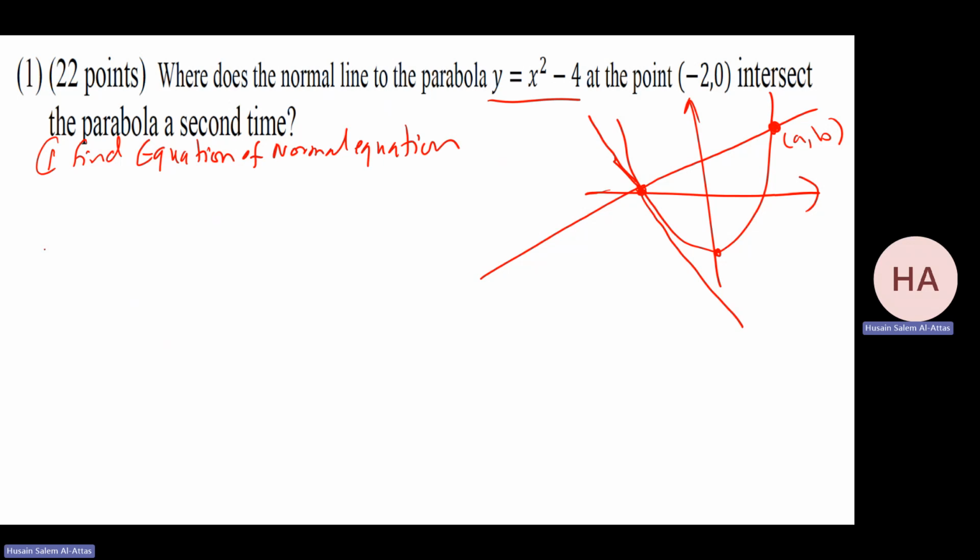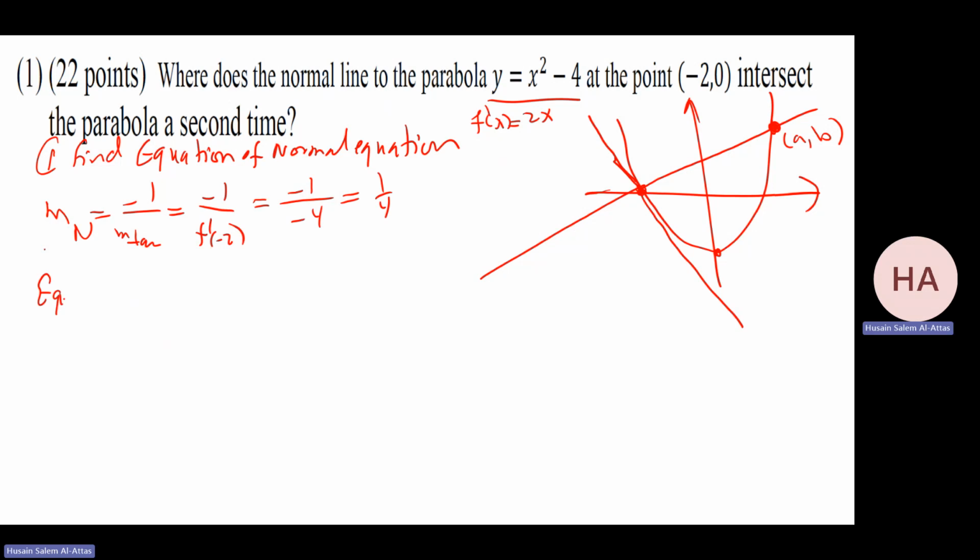And then I will find the intersection between the normal line and the curve. So to find the equation of the normal line, find the slope: m normal equals minus 1 over m tangent, which is minus 1 over f prime at minus 2. What is f prime? 2x. So it will be minus 1 over minus 4, which is 1 over 4.